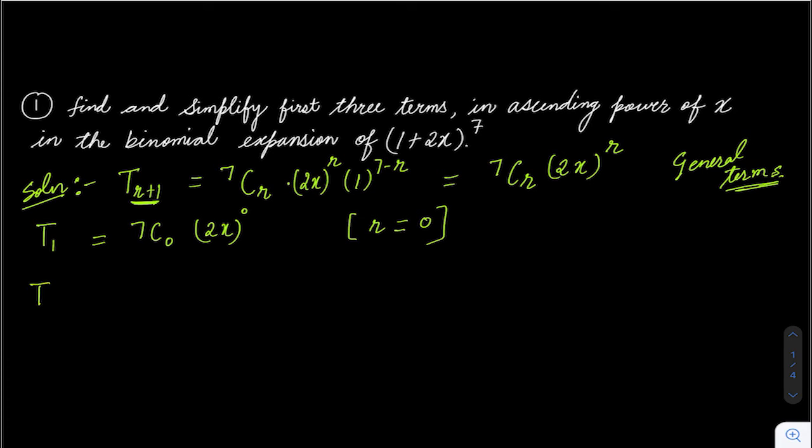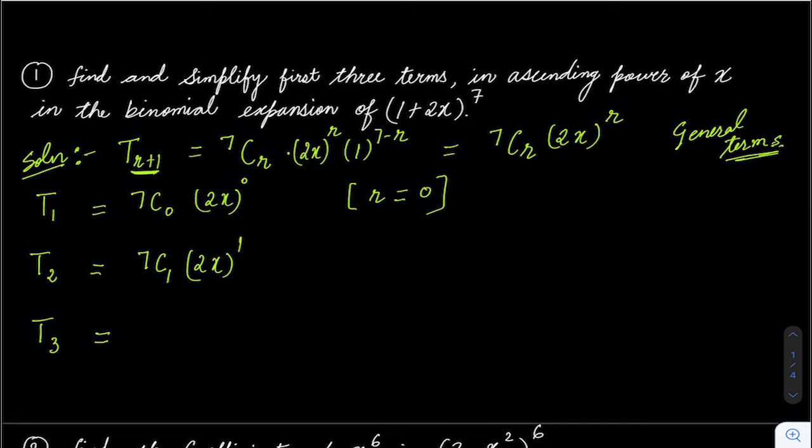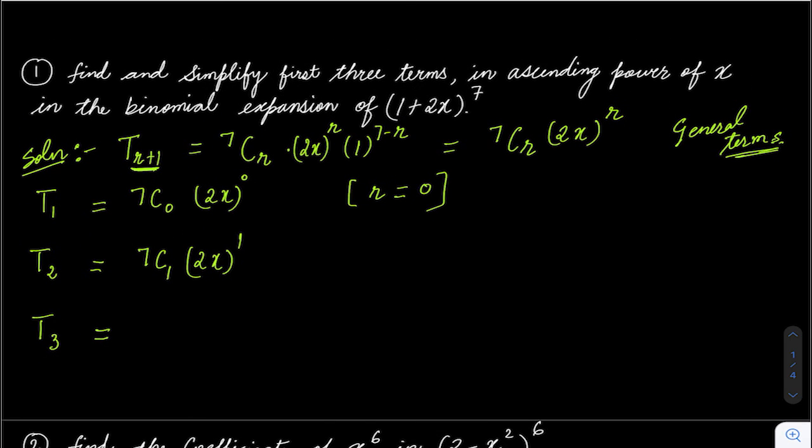Now the second term. To make it the second term, r should be 1. So I'm taking r as 1, and I will get 7C1 (2x) power 1. Now the third term means r will be 2, not 3. Just remember this, sometimes students make mistakes in this. So r is 2, and when we take r as 2, it will be (2x) power 2.